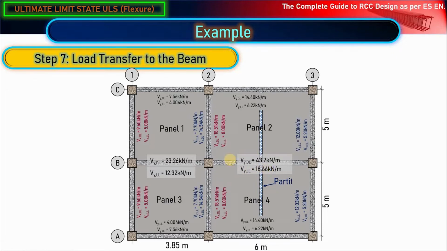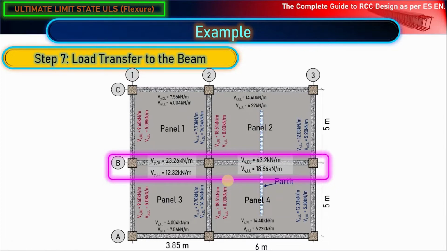Now some students asked about the load transfer length. We said that the load transferred from the slabs to the beam will be applied on the middle 0.75 of the span of that beam. Now let's see how this is going to be. I will take this axis B, the beam on axis B, as a sample, and I will show you how you transfer the load on that beam.